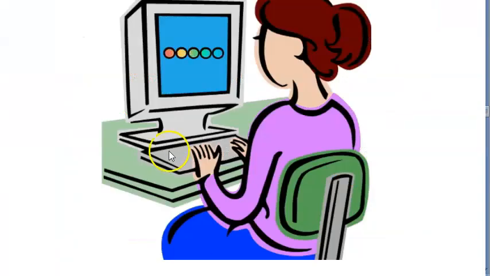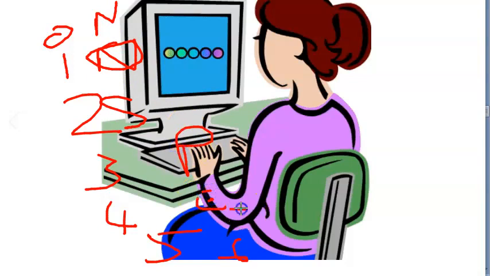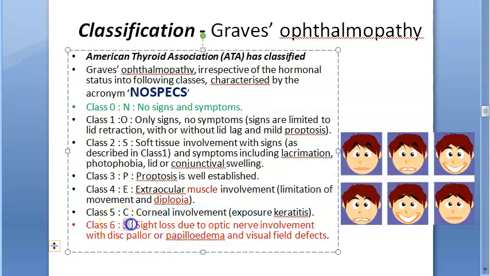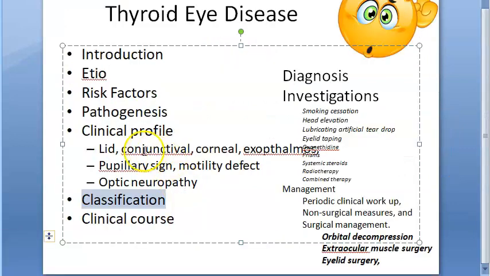So did you get the Graefe ophthalmology classification? 0, 1, 2, 3, 4, 5, and 6. NO SPECS. N is no signs and symptoms. Then, only signs you will see. Soft tissue involvement, signs. Then proptosis is well established. Extraocular muscles are involved, diplopia. What is C? Corneal involvement, exposure keratitis, and slight loss due to optic nerve involvement. Okay. We're done with classification, guys.